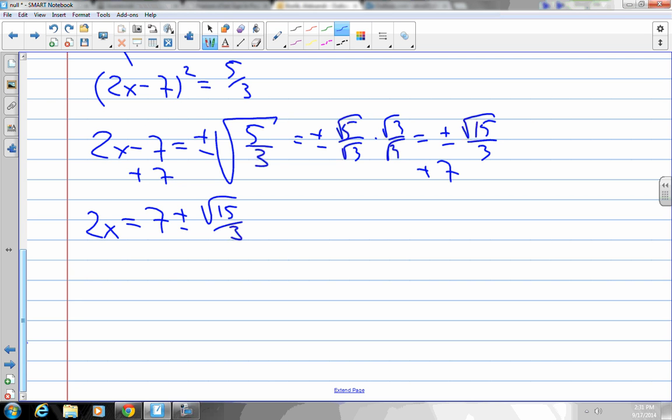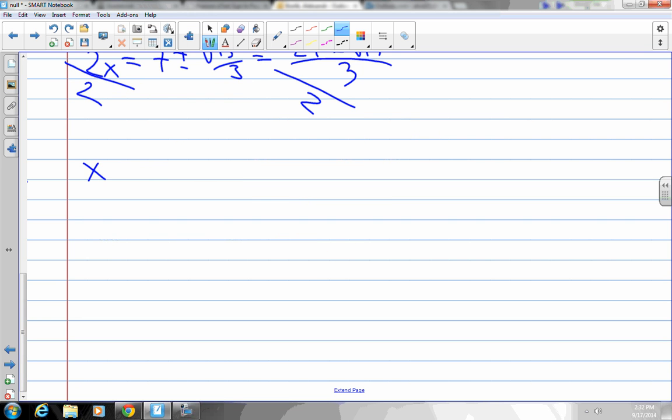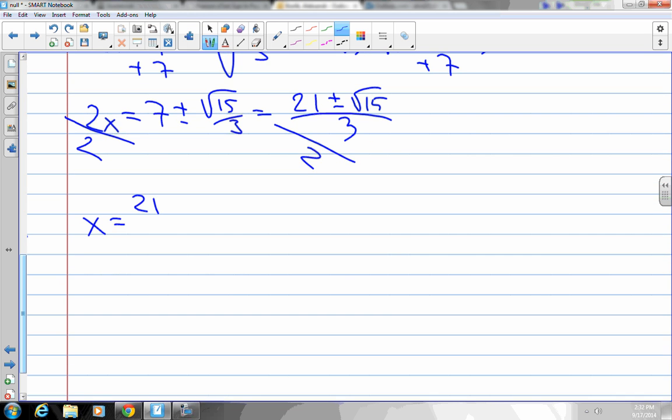Technically, we should find the common denominator to make it into 21 plus or minus square root of 15 over 3, but that's not necessary. But we can do that, to see how easy it is to add fractions when the denominators are pretty. It's still on the left, right? It's 2x still equals all that. And then to get x, you divide by 2. So 2 will make 3 into 6, so x equals 21 plus or minus the square root of 15 over 6.